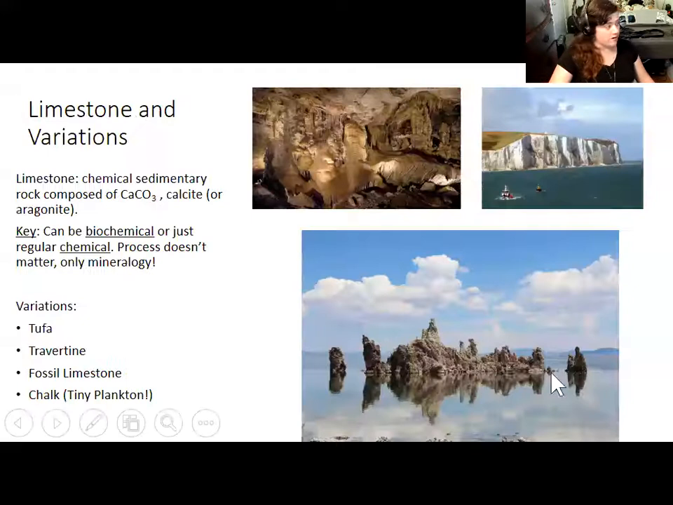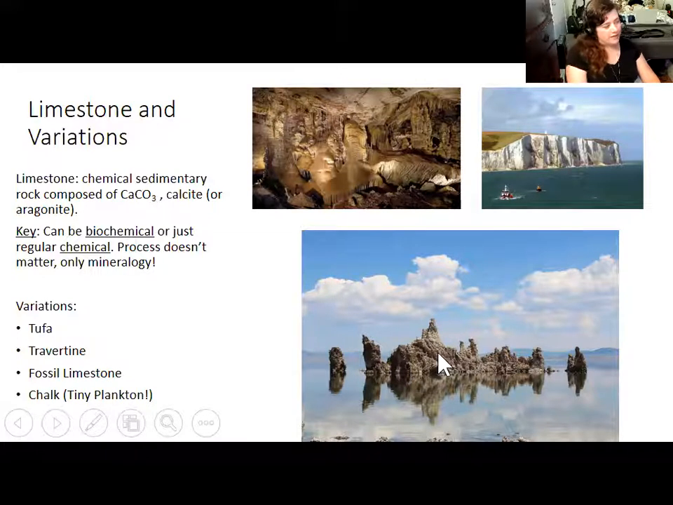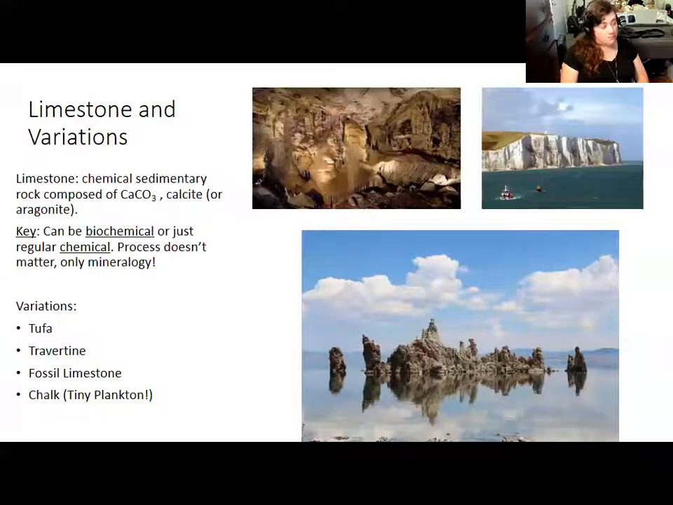So limestone is one of the most common ones, and these are all limestone. They're all colored slightly differently because they have slightly different textures. And also, if you remember, calcite is naturally a clear, colorless mineral, but it can be stained different colors by impurities very easily.